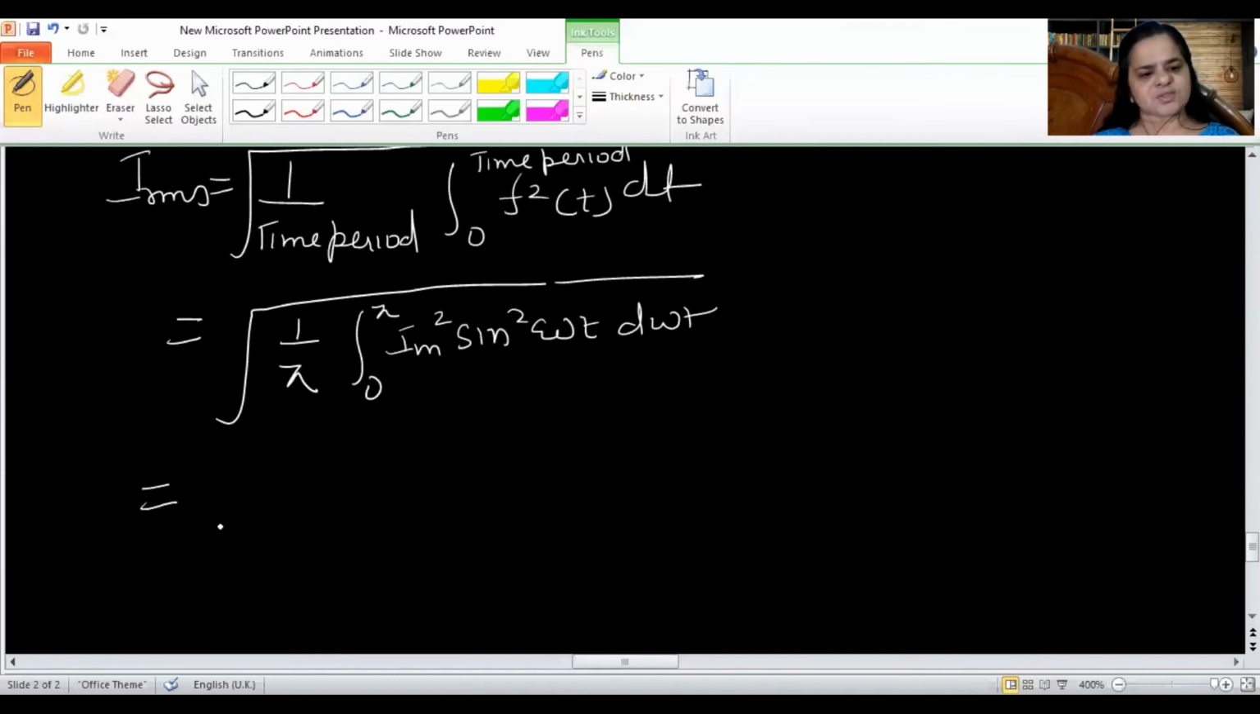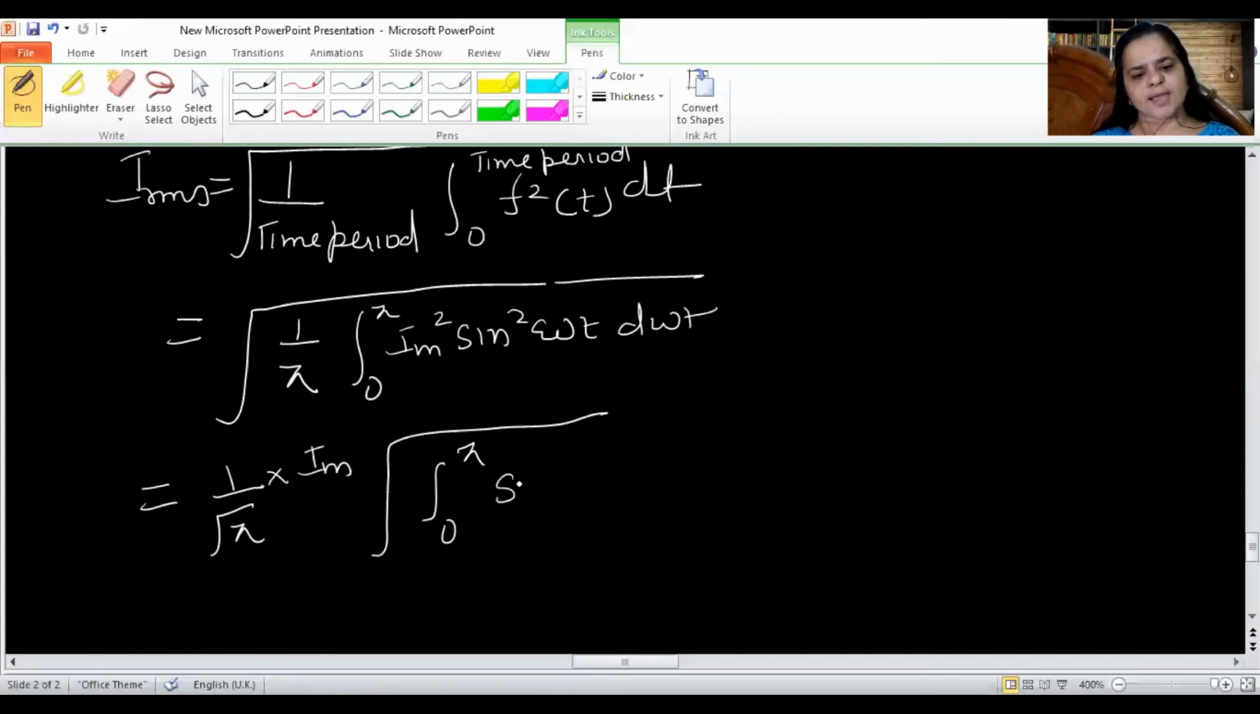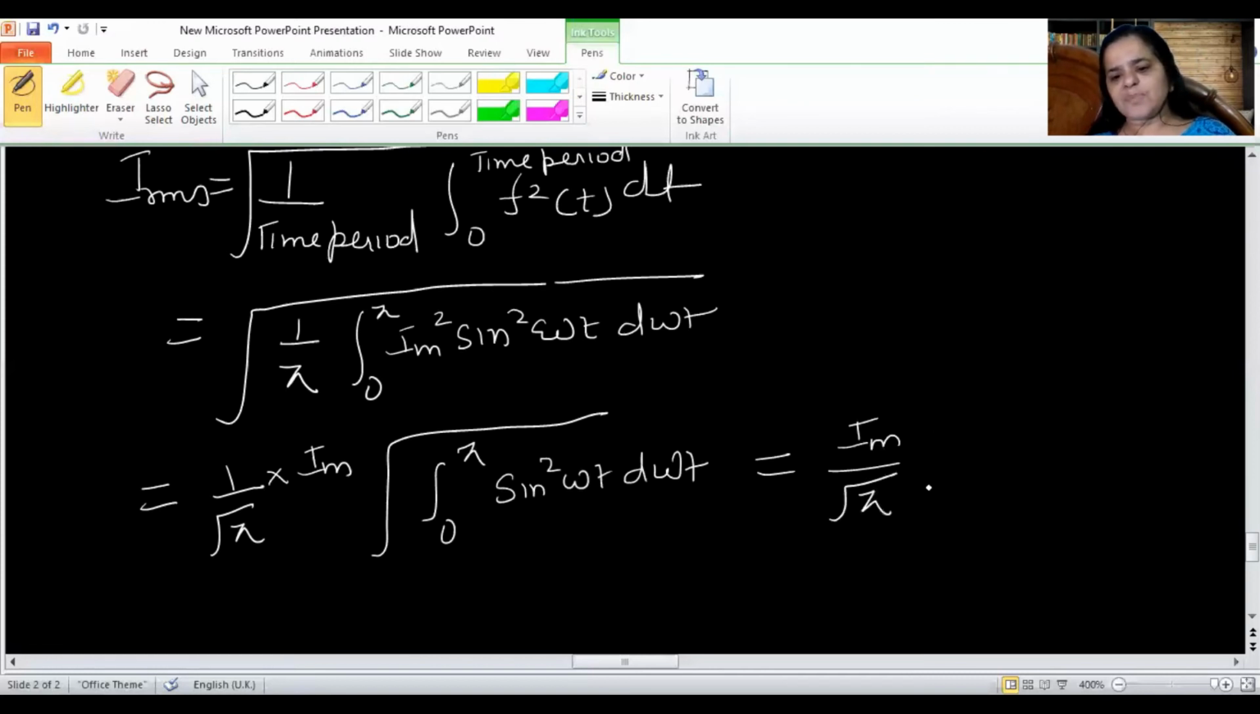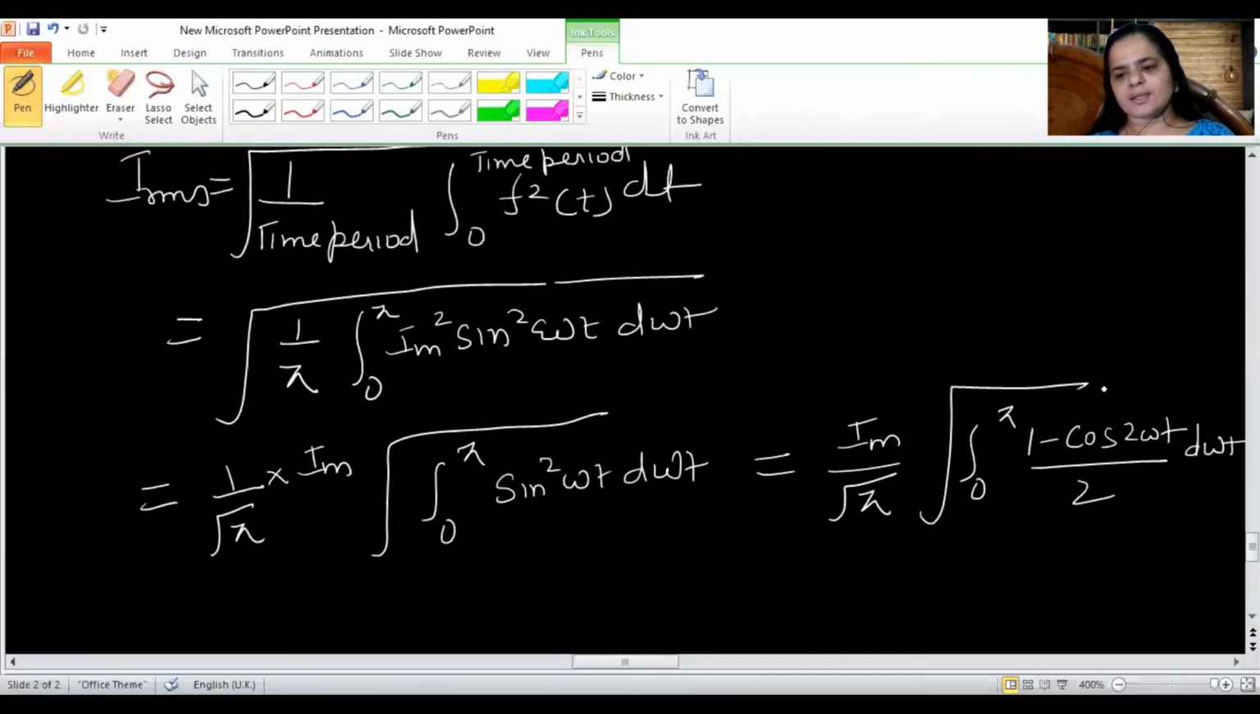Now, if I further solve it, I can take 1 by pi outside under root, that I can write as 1 upon root pi. And Im also I can take before the under root, so Im square will be converted into Im. Now, under root 0 to pi sine square omega t d omega t. This can be further written as Im by root pi, now under root integration 0 to pi, sine square omega t I can write as 1 minus cos 2 omega t by 2 d omega t. This is how we can write.